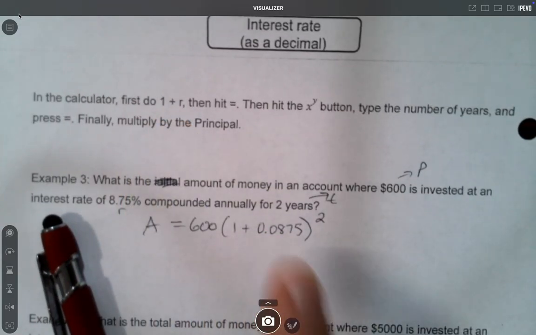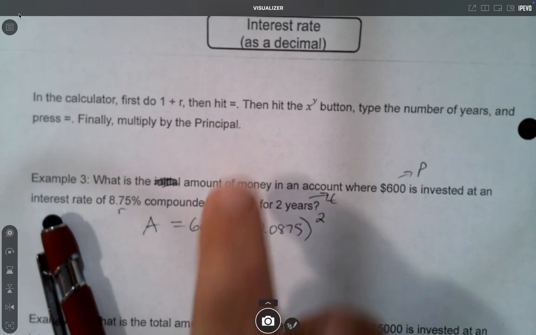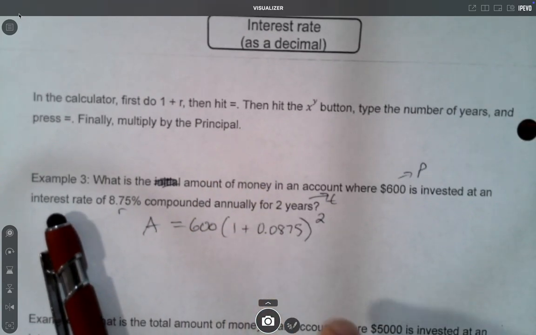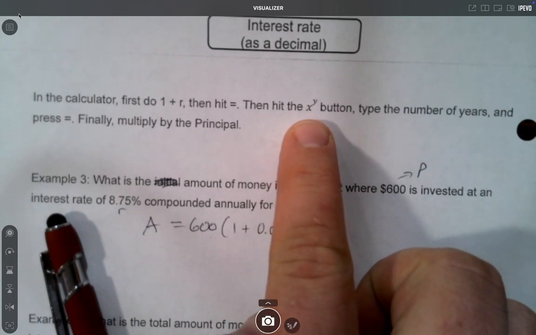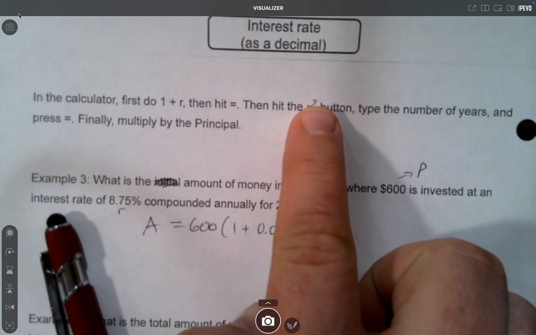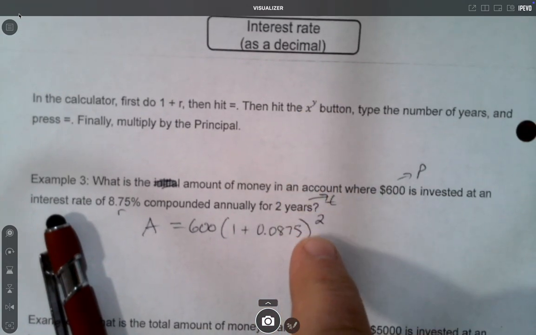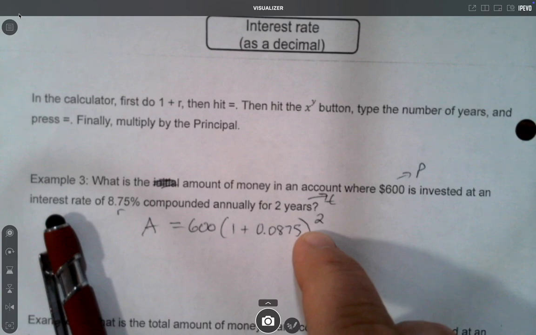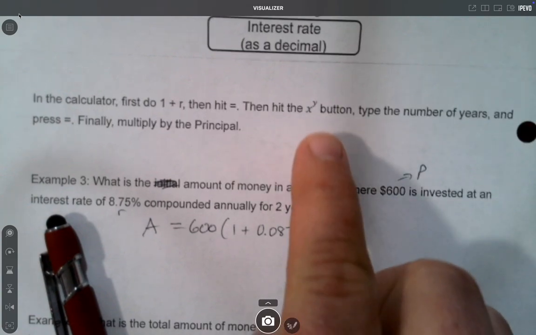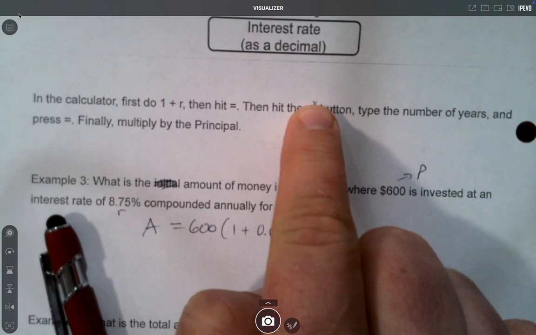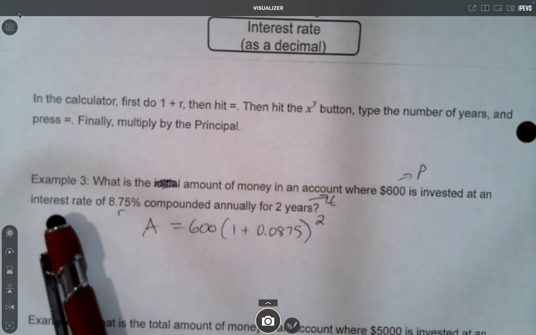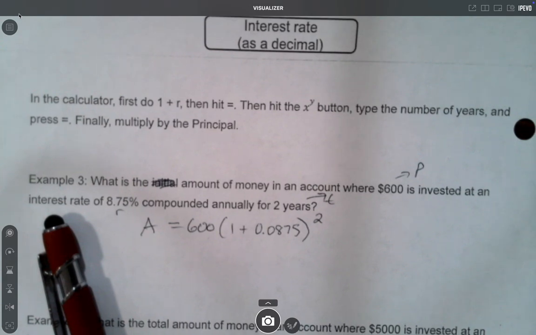So we're going to do what's in parentheses first. 1 plus 0.0875, which is just 1.0875. Then hit enter, so it goes and calculates that, which I did. Then you have a button, it's near your squared button, but it says X to the Y. And you can just hit squared on this one, but there may be times you're doing 7 years or 5 years, and so the squared button wouldn't work. So this is allowing you to put in whatever exponent you want. So you'll hit the XY button, and then type in 2, because that's the number of years. Press enter, and you should be at like 1.1826.